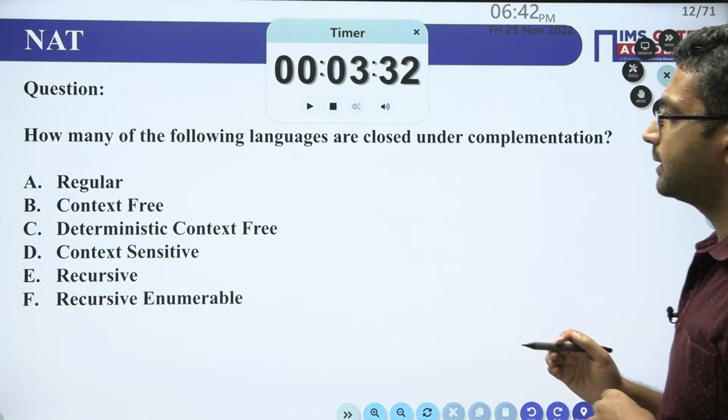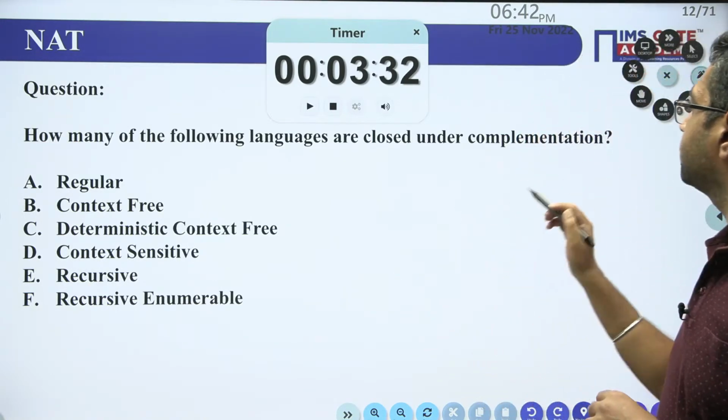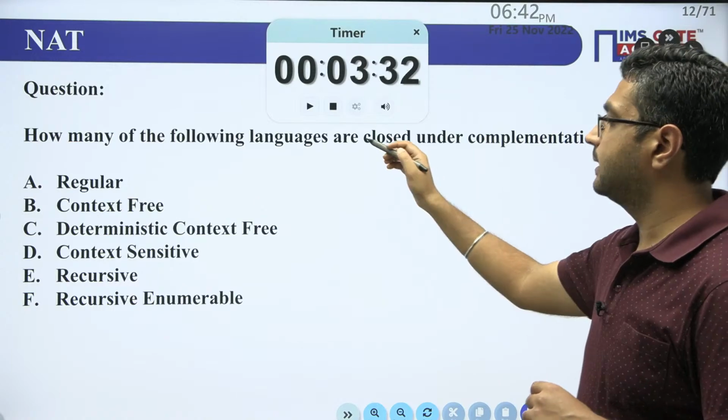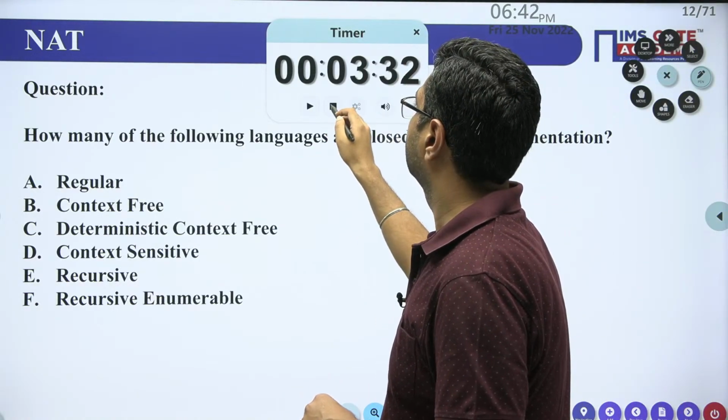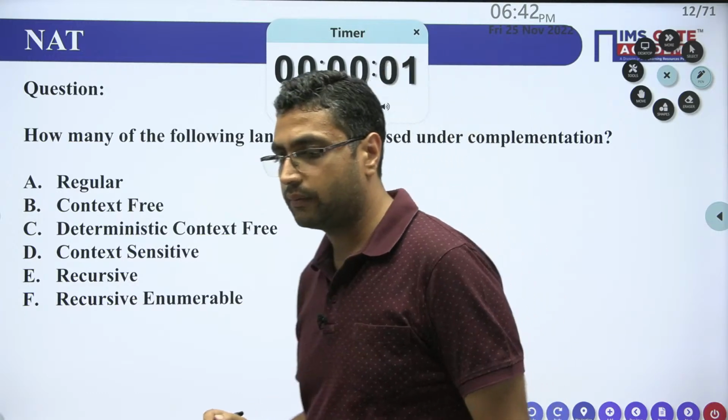So again, this is the simplest question that can come on the closure properties. Let's see. I hope everyone should be able to answer this within a minute. It's a very, very simple question.